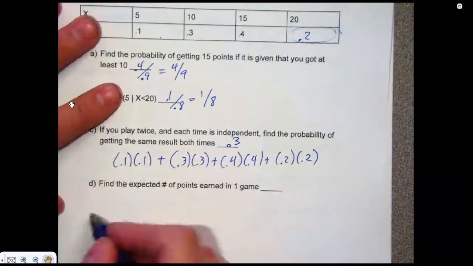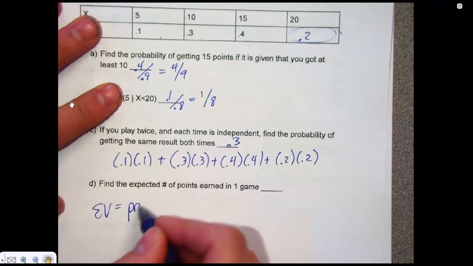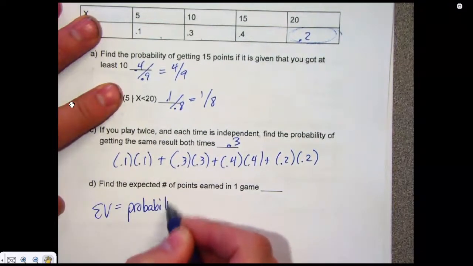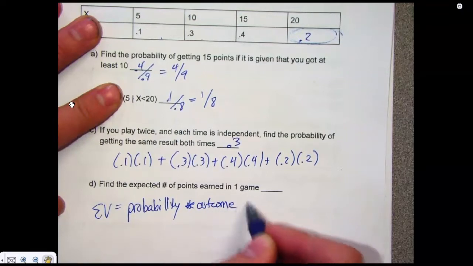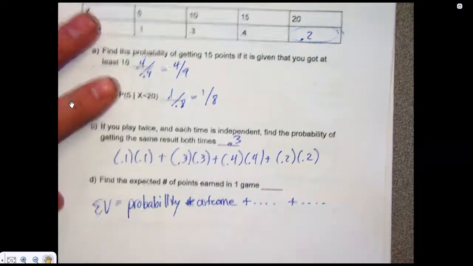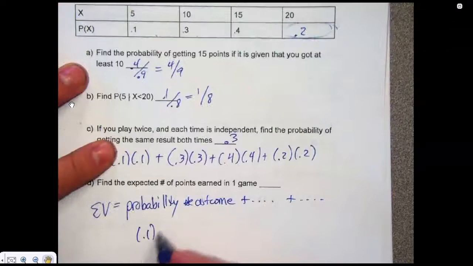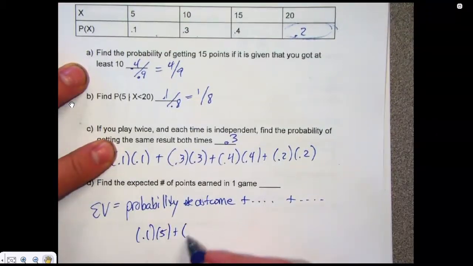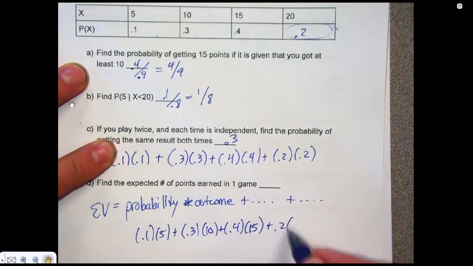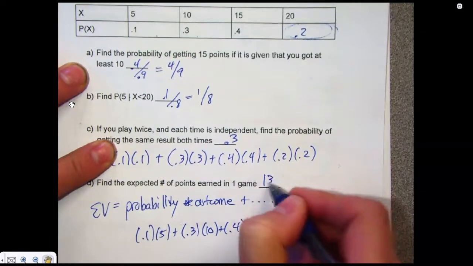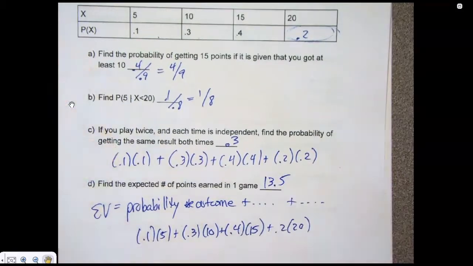Expected number of points, so expected value is the probability times the outcome, plus, and then you just keep doing that. So there's a 0.1 chance I get 5 points, a 0.3 chance I get 10 points, a 0.4 chance I get 15 points, and a 0.2 chance I get 20 points, and if you just throw that in your calculator, you get 13.5.